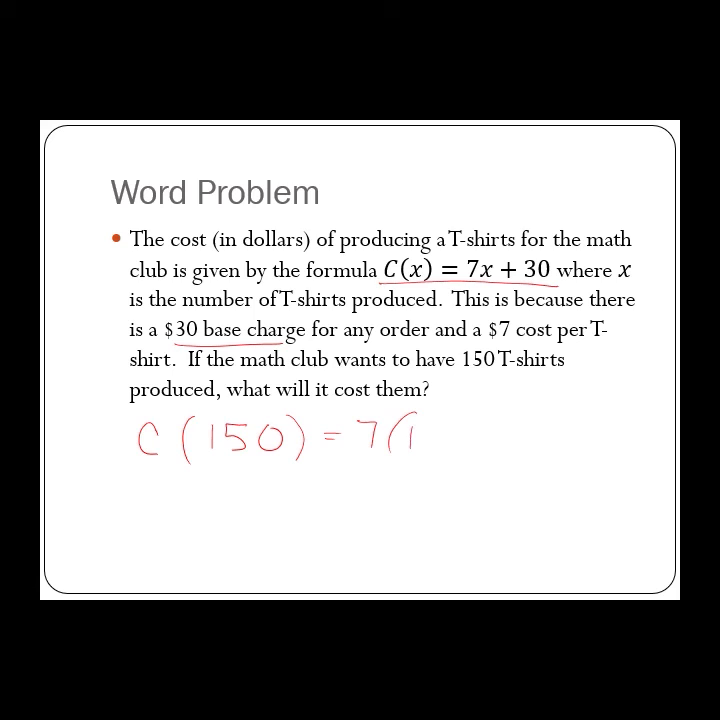So you're going to do 7 times 150 plus 30. And this is 1050 plus 30. So this is 1080. We were talking money here, so dollars is our final answer.